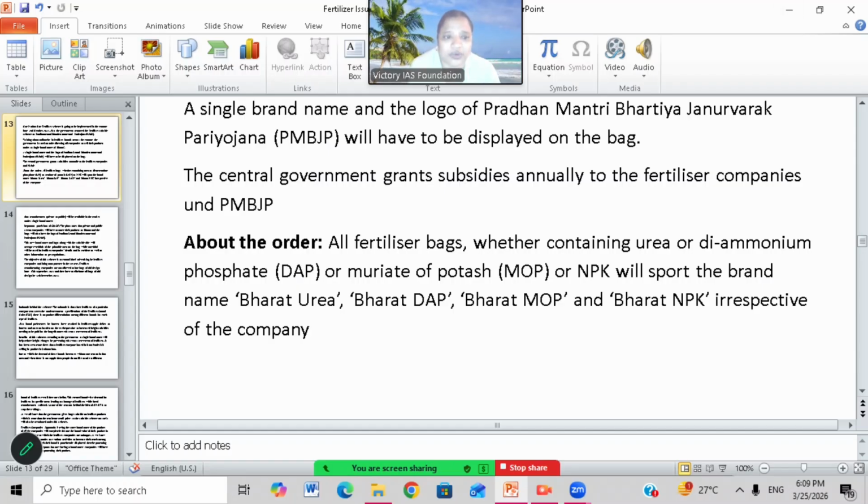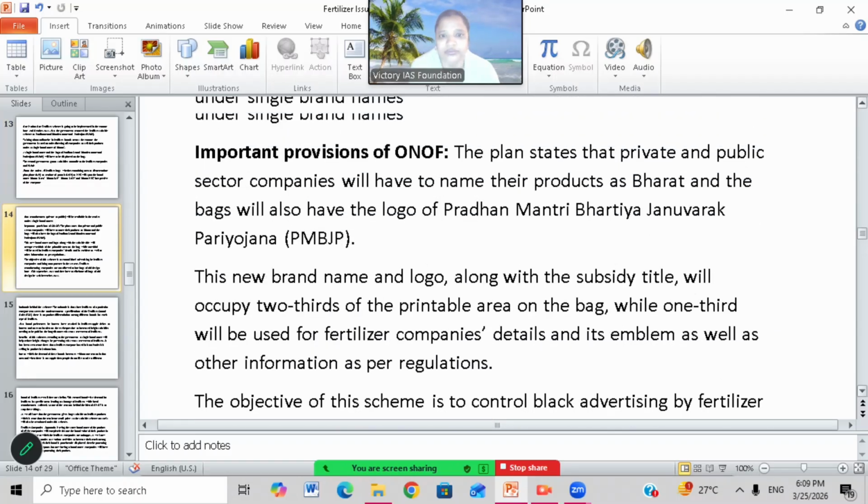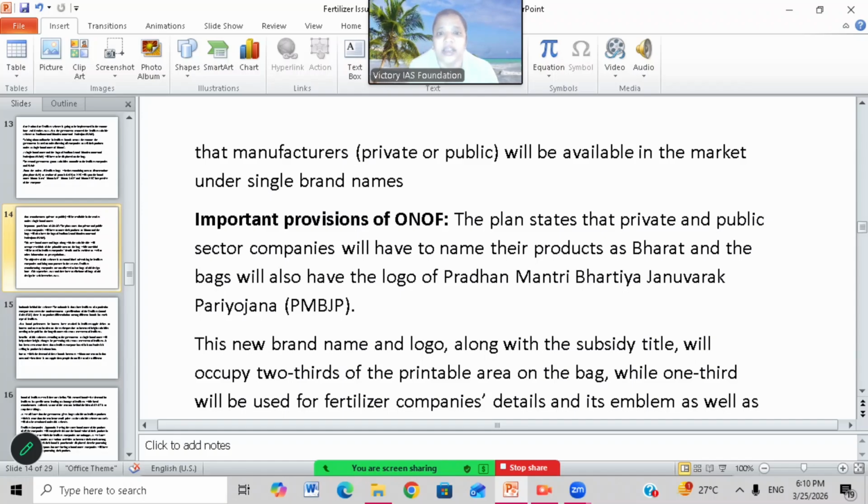Okay, all fertilizer bags, whether containing urea, diammonium phosphate (DAP), muriate of potash (MOP), or NPK, will sport the brand name Bharat Urea, Bharat DAP, Bharat MOP, Bharat NPK, irrespective of the company, from now onwards. The products of manufacturers, public or private, will be available in the market under a single brand name. So from now onwards, even government company fertilizer and private company fertilizer will be named under one name, that is Bharat.